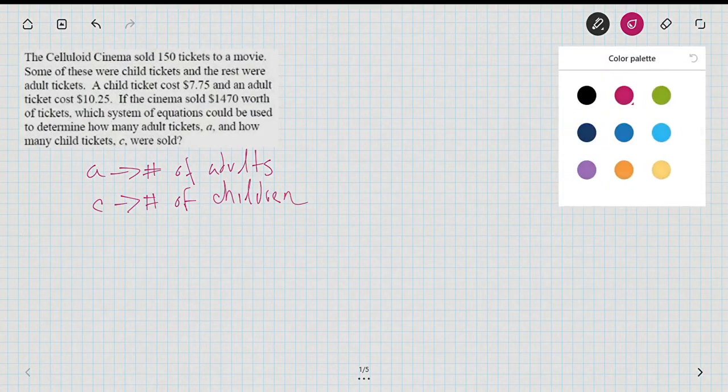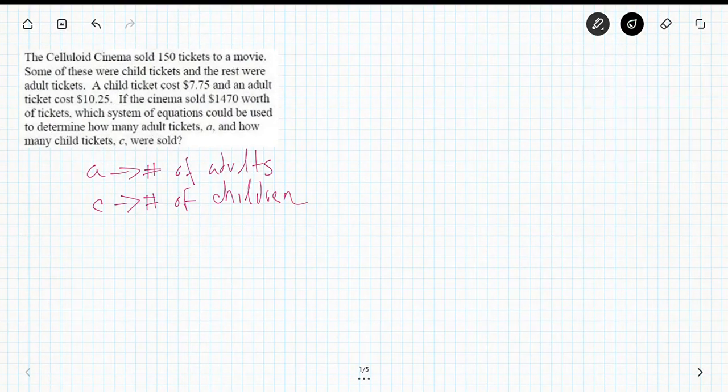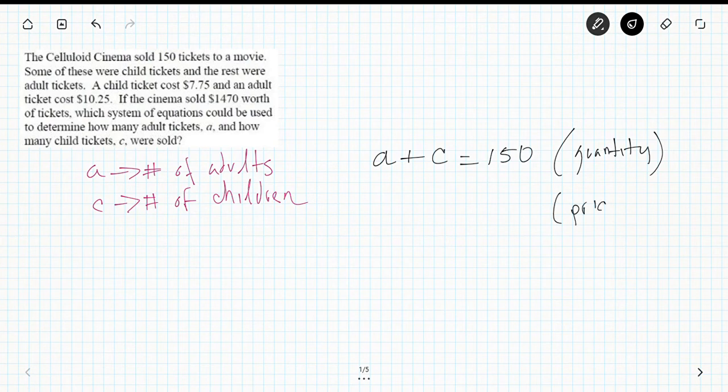The second thing we want to do is set up a linear equation that talks about the quantity. Okay, so how many adults? Well, we don't know, so let's put A, plus how many children? We don't know, let's put C, and in total there were 150 tickets. Now this line talks about quantity. The next line, you guessed it, is going to talk about price. So let's set that accordingly.